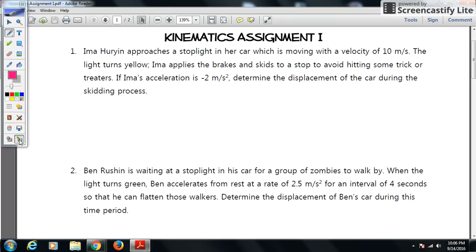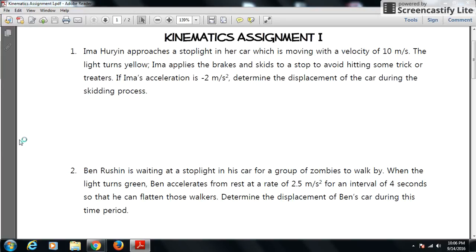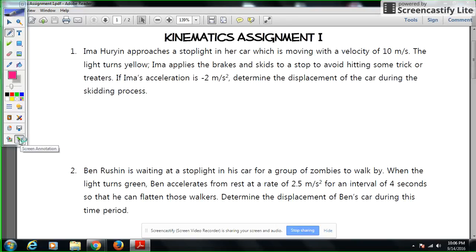Alrighty, so starting with number 1, Ima Hurrian approaches a stoplight in her car, which is moving with a velocity of 10 meters per second. The light turns yellow, Ima applies the brakes and skids to a stop to avoid hitting some trick-or-treaters. If Ima's acceleration is negative 2 meters per second squared, determine the displacement of the car during the skidding process.